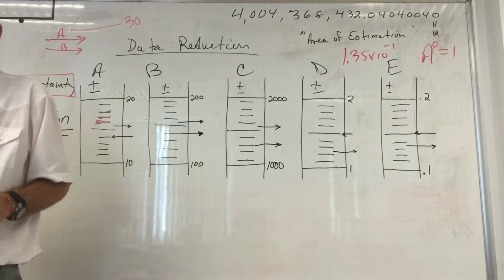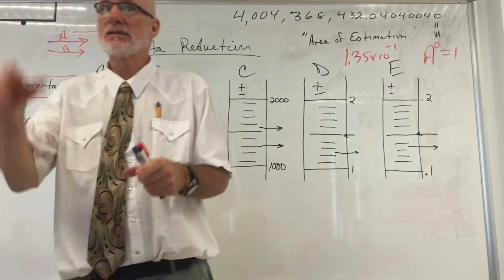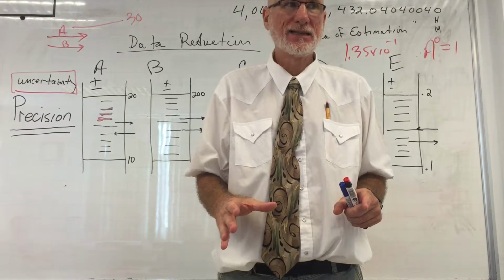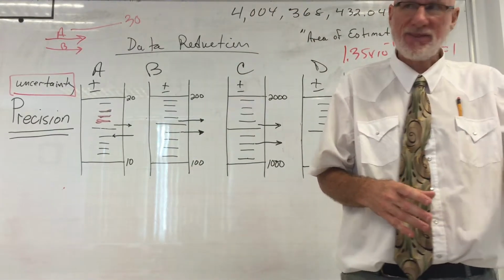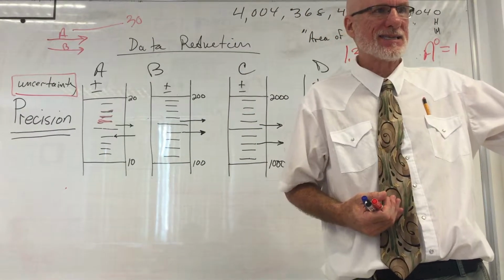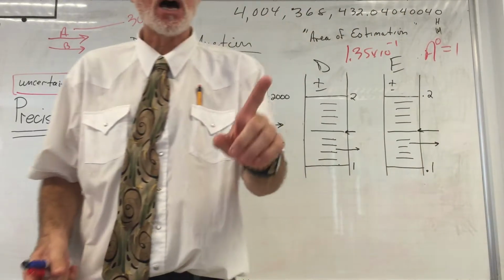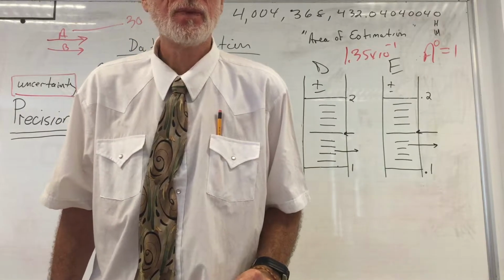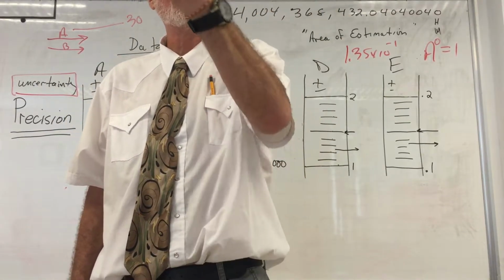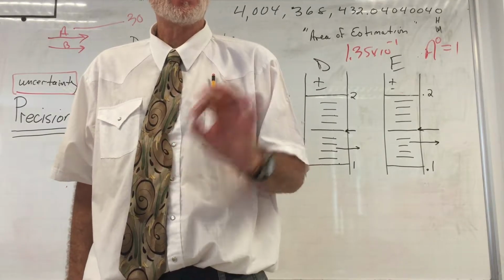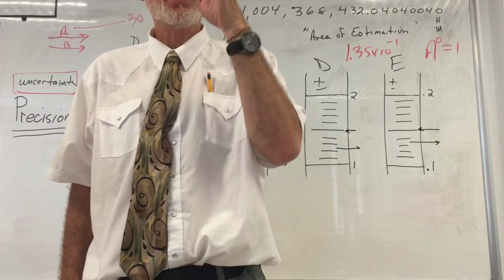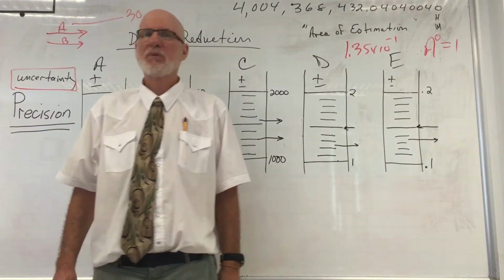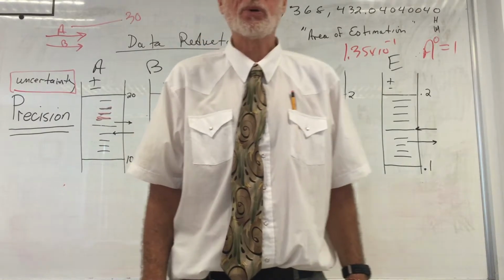I'll give you a hint. You ready? Hundreds, tens, what's next? What's one less than tens? Ones. Tenths. Good. What's one less than tenths? Hundredths. So what do you need to know before you can read a scale? Units? No, the abbreviation is PV. I'll give you the first word, and you give the second word. Place. Value. There you go. Excellent. Place value. So you have to know place value.